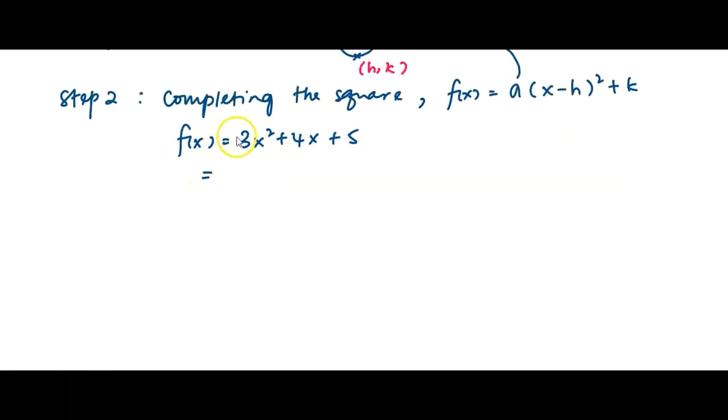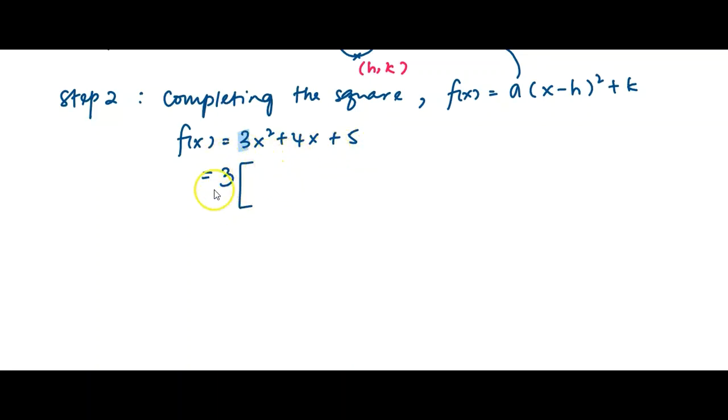The first step we need to do for completing the square is to make sure the coefficient of x squared is 1. So how do I change it into 1? I need to factor the 3 out. Never divide by 3. This is not an equation. Normally, students make the mistake of dividing by 3, and then they have x squared plus 4 over 3 x plus 5 over 3, which is wrong because this is not an equation. So you need to factor out the 3.